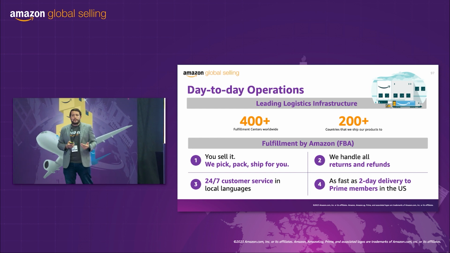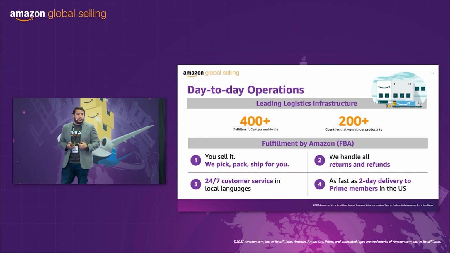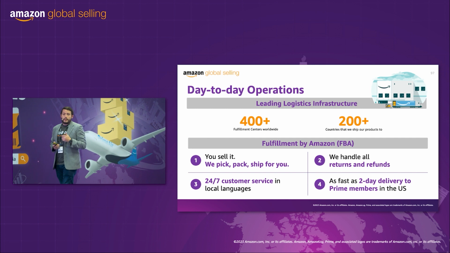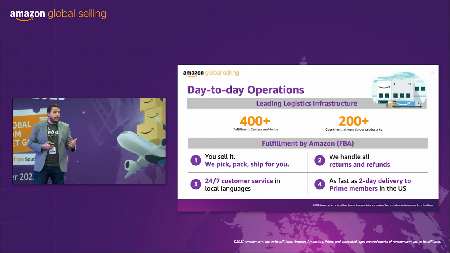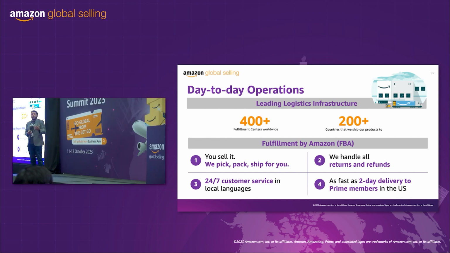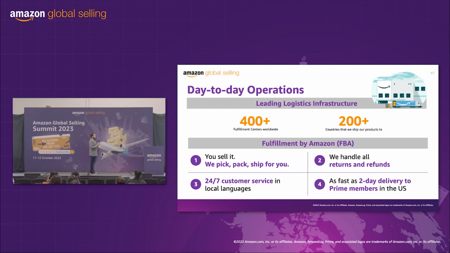You can leave, again, as I mentioned, the day-to-day operations to us. We have about 400 fulfillment centers that spread around 200 different countries. So we'll pick, pack, and ship the products directly to the customer. We take care of the returns. We take care of the customer service 24/7 in local languages. These are all costs that in a traditional business are heavy overhead costs. These are fixed costs, which we are already taking care of. And one thing that, especially in Singapore, we're proud of is the flexibility and the agility of our brand owners.